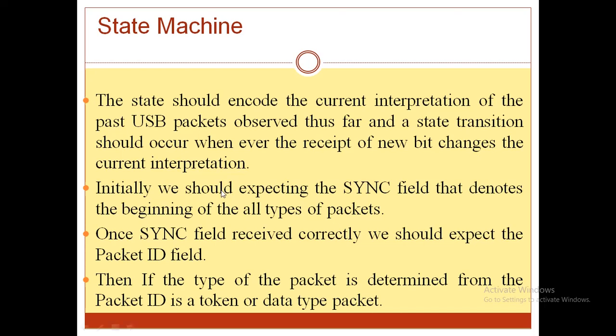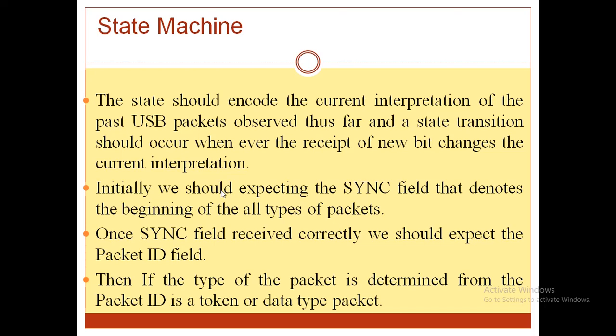Initially we should expect the synchronization field that denotes the beginning of all types of packets. So in the state machine, first of all, if you want to transfer data between any two devices, you have to synchronize those devices. For that purpose, first of all we have to expect the sync field. The sync field is responsible for synchronizing those two devices, that means sender and receiver. Once the synchronization field is received correctly, then what should we do? We should expect the packet ID field.